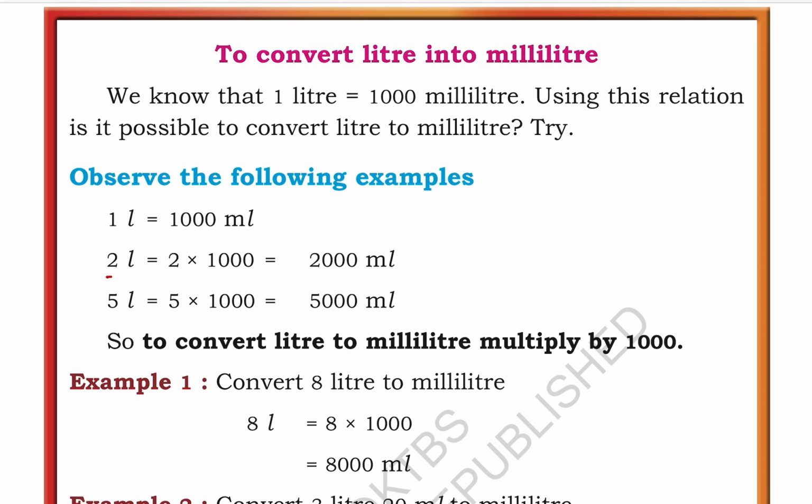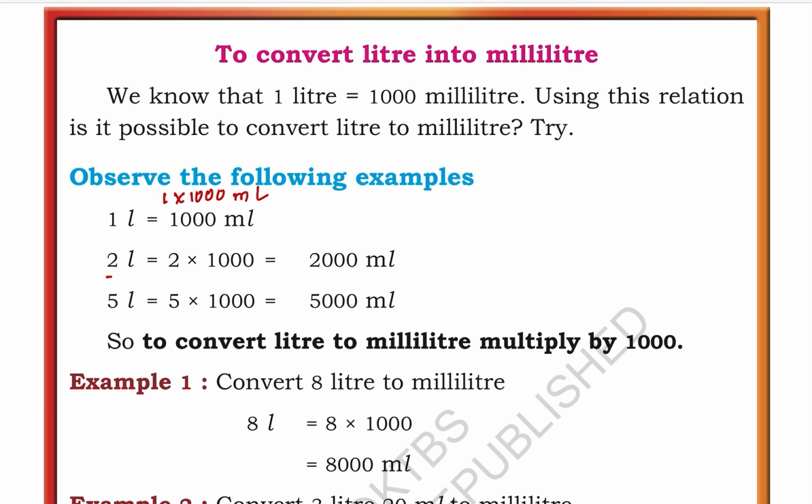Observe the following. 1 liter is equal to 1 into 1000 milliliter. This one we know very well. Whatever the number of liters, if we want to convert it into milliliter, then we have to multiply that number by 1000. Then the unit will change from liter to milliliter. Are you getting the point?